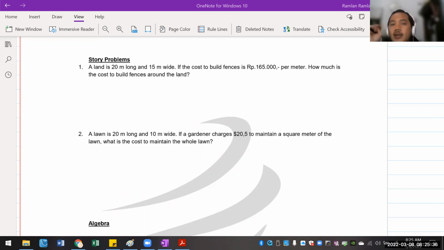The second thing is to take the important information from the question, and maybe underline it or highlight it. Then try to identify what it is. For example, is it the length? Is it the width? Is it the perimeter? Is it the area? That's the first thing you do. The second one is to see what is being asked.